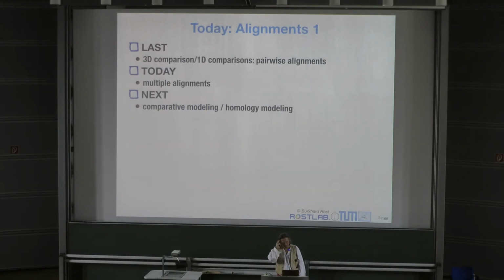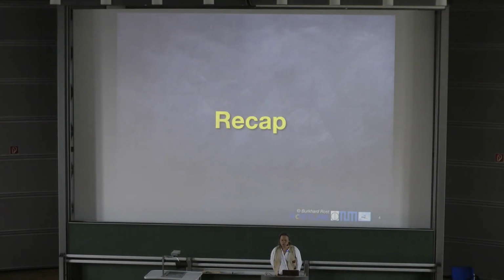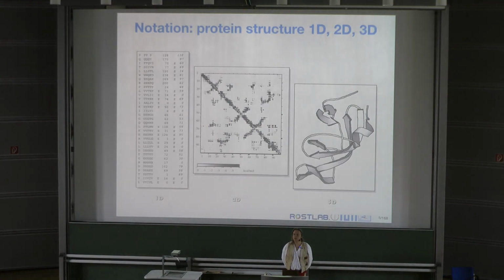Last week, or before, we talked about 3D comparisons, and last week we began the 1D comparison story, and today we will continue on the 1D comparison. Let me have a short recap. So there is the notion of 1D, 2D, 3D. 3D structure is essentially the coordinates of the structure, 2D are the contexts, and 1D is a string. We'll get back to that next week.